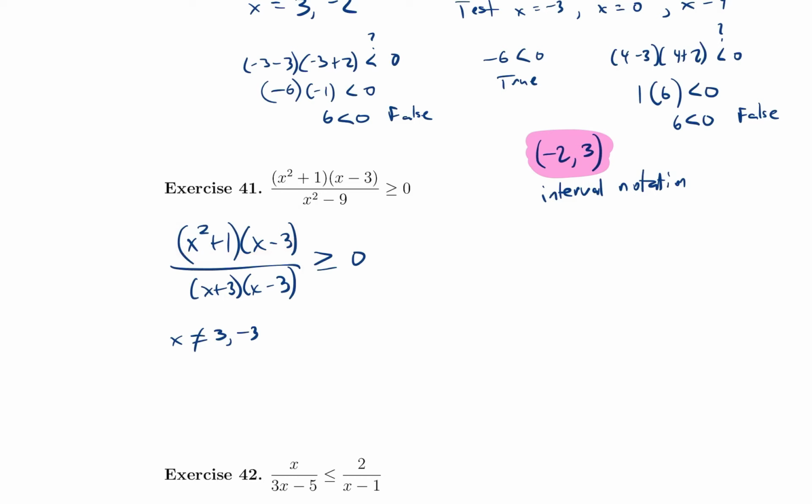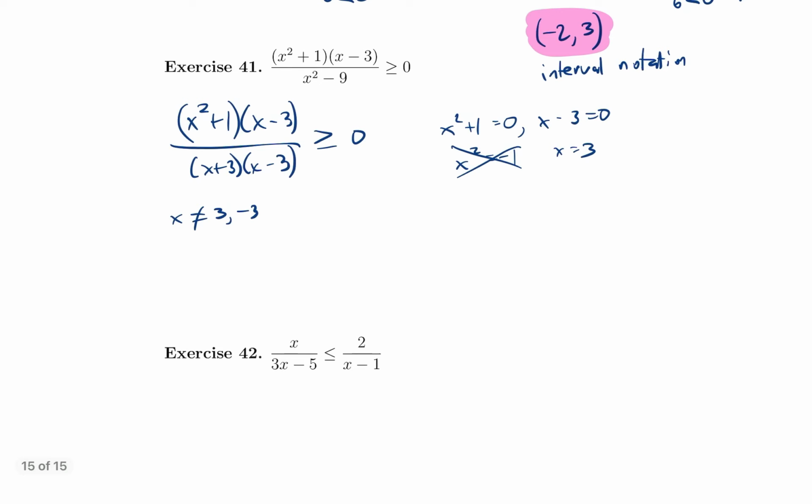Then you do the same thing to the numerator. You set those equal to 0. Well, x squared plus 1 and x minus 3, if you set those equal to 0, this one is just going to be x squared equals negative 1. That doesn't have a real solution. This one has a real solution.